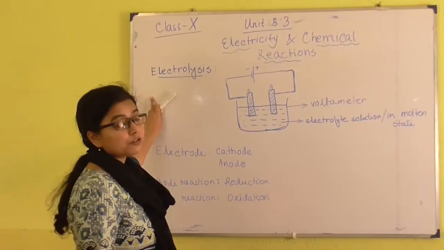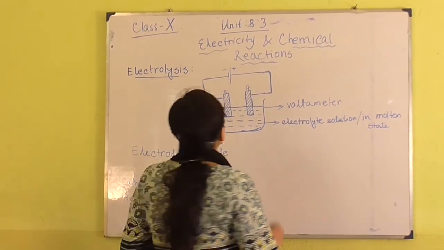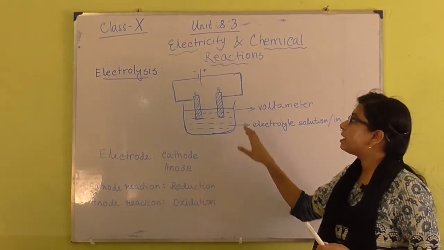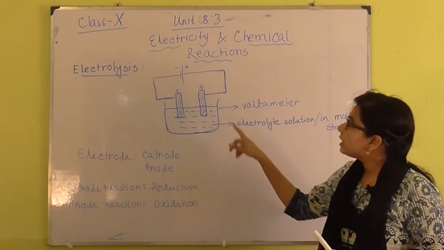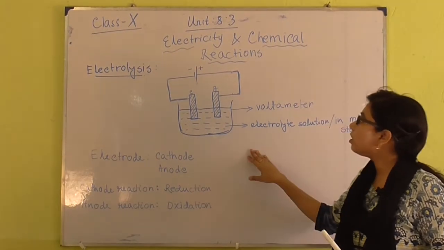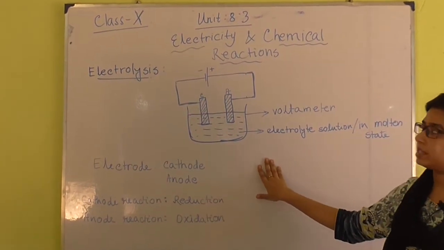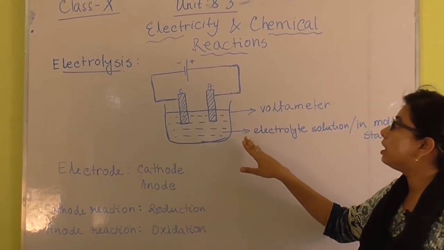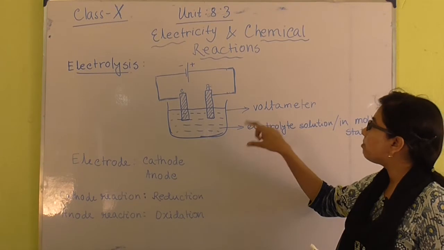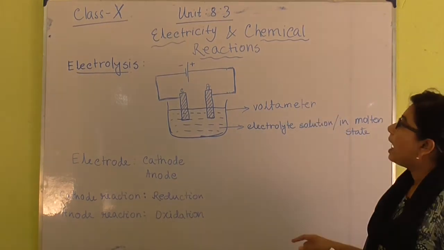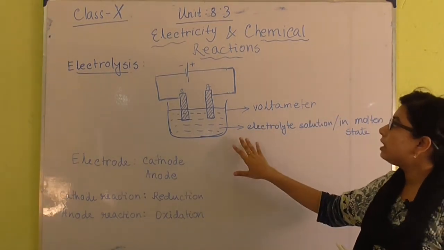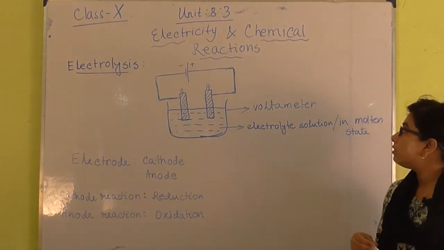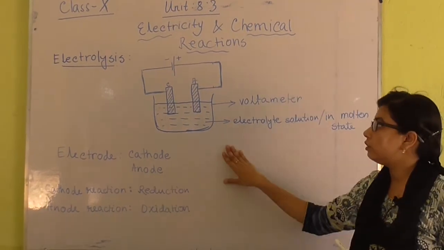The next thing is electrolysis. Electrolysis is the process through which we pass electricity and chemical changes happen. Here I have drawn a picture of a normal electrolysis process, where the process is carried out in a vessel known as a voltameter, and within the voltameter we have to take the electrolyte solution. It will be in molten state or in solution state.